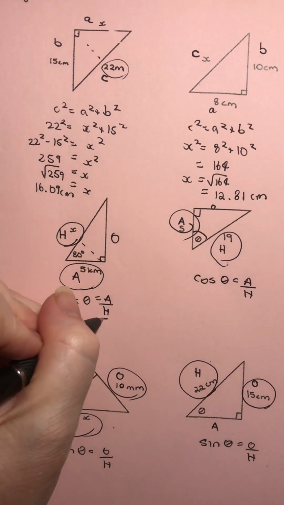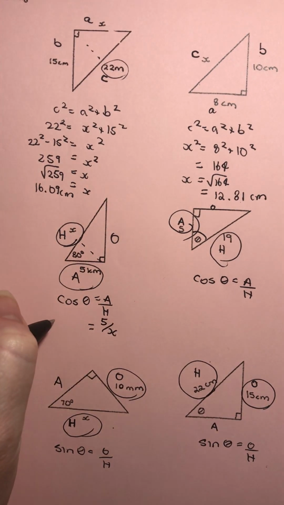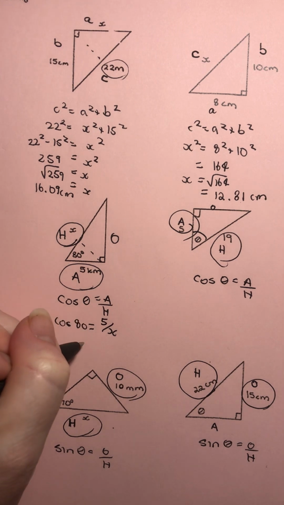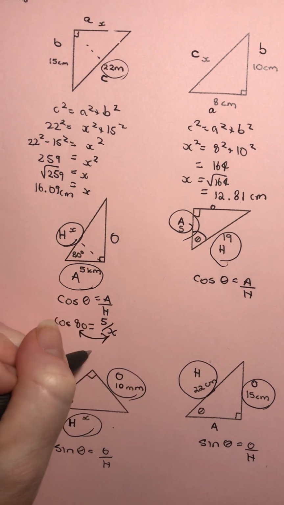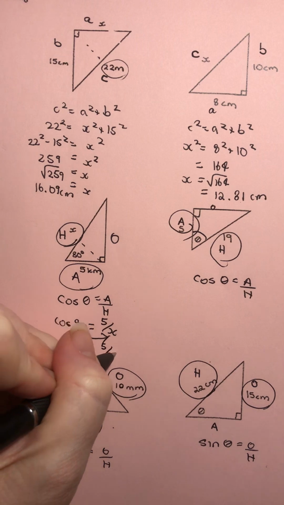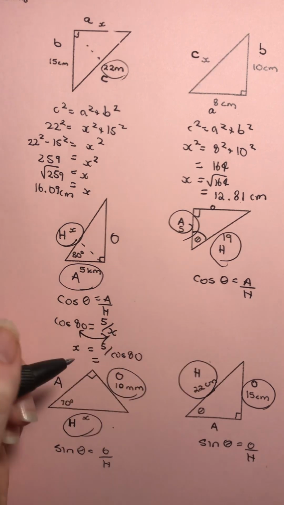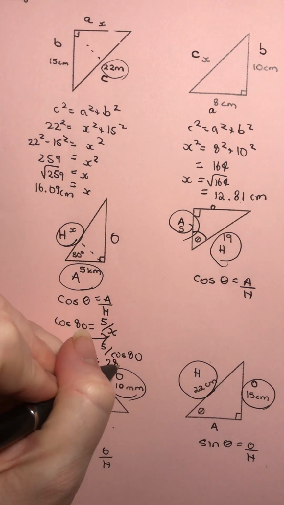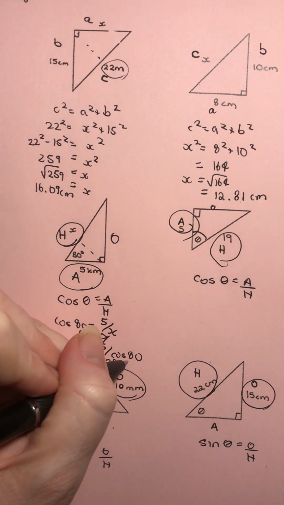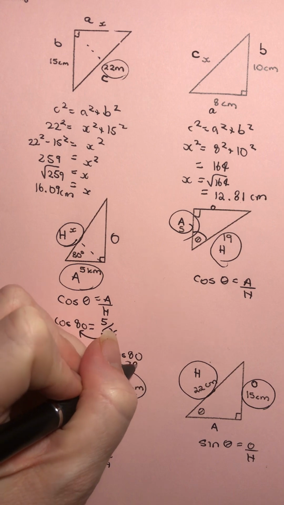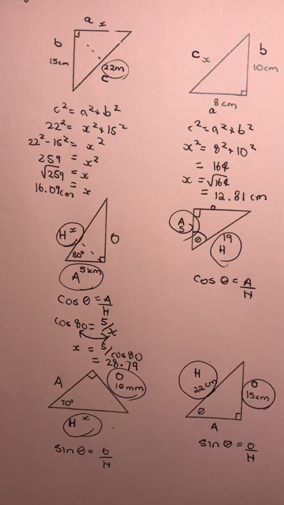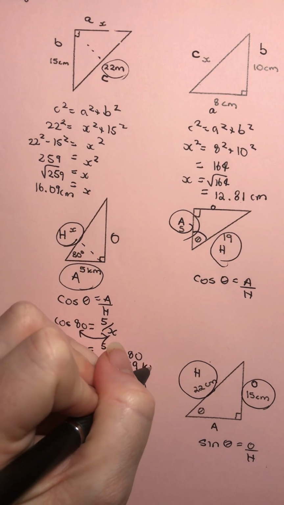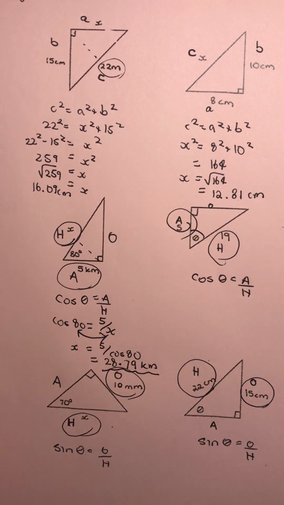Here I've got my adjacent is 5, my opposite is X, and I've got cos 80. So this is where the X is on the bottom, we make them switch sides. X is 5 on cos 80. So I'll grab my calculator, 5 divided by cos 80, and I get 28.793. So I can put it as 28.79, or I could round to 28.8, and that is kilometers.